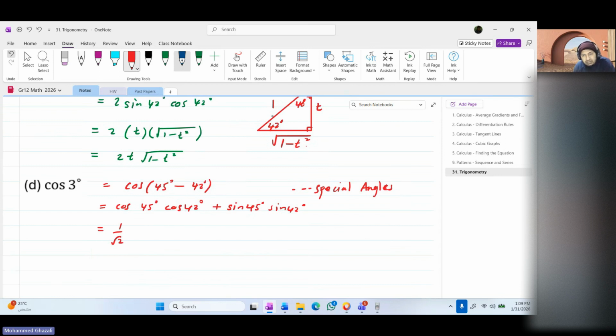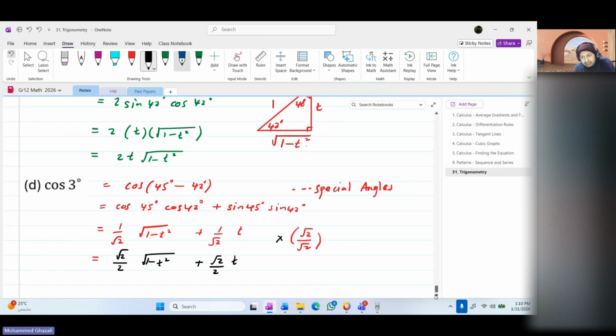Cos 42 is adjacent over hypotenuse. Sine 45 is also 1 over root 2. And sine 42 is opposite over hypotenuse, t. Right, so I can multiply this by root 2 over root 2. So multiply each term by root 2 over root 2, okay? So you got root 2 over 2 square root 1 minus t squared plus root 2 over 2 times t.